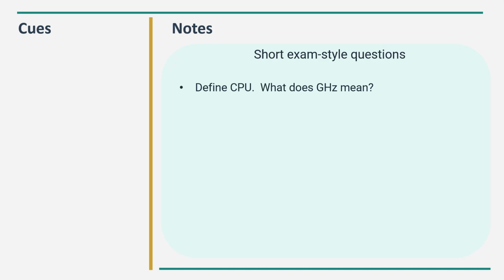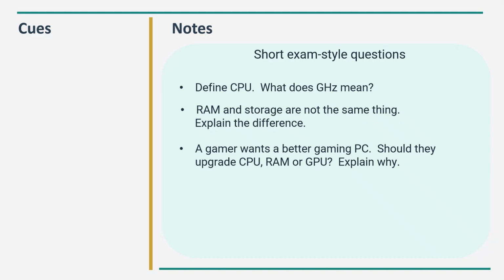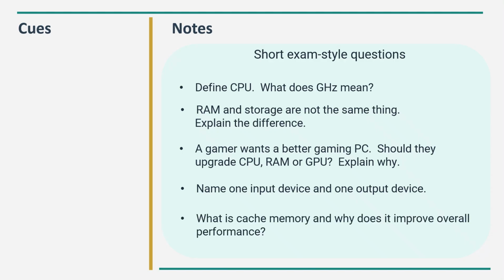The first question: define CPU and what does gigahertz mean? RAM and storage are not the same thing. Explain the difference. A gamer wants a bigger gaming PC. Should they upgrade the CPU, RAM, or GPU? Explain why. Name one input and one output device. What is cache memory and why does it improve overall performance? Please pause the video now and then we'll get back to the answers.